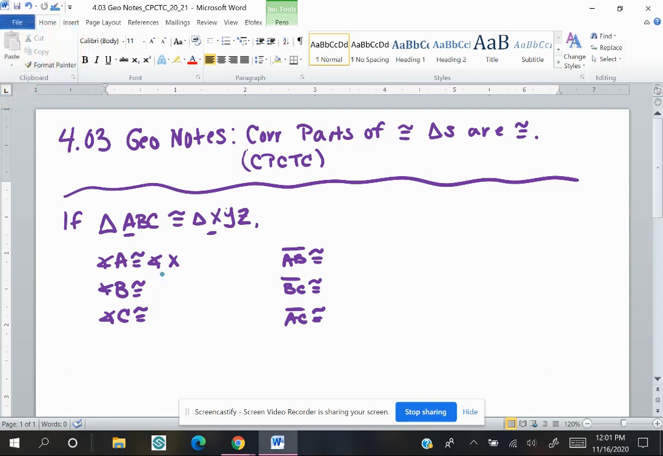All right, so you should have had angle B congruent to angle Y because they're both the second letters. Angle C is congruent to angle Z. And then segment AB would be congruent to segment XY, your first two letters. Segment BC is congruent to segment YZ. And segment AC, first and last, would be congruent to segment XZ, the first and last.